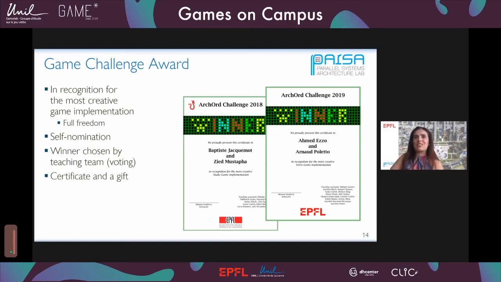Here I'm showing the certificate that we gave to students in 18 and 19, but this was also accompanied by some gift, for instance, a small embedded system that we could play with, or some delicacy, some dessert. Unfortunately, we didn't have it last year for obvious reasons.